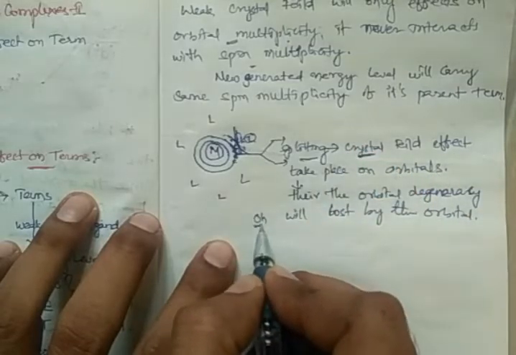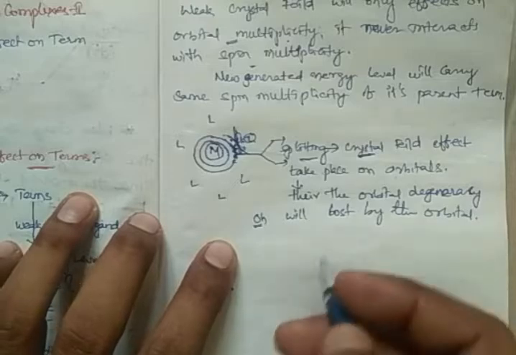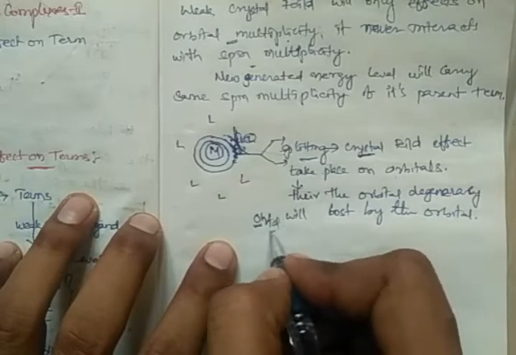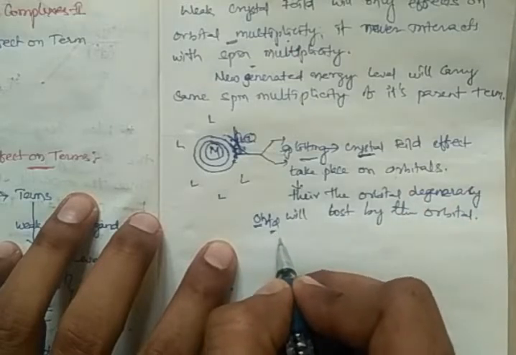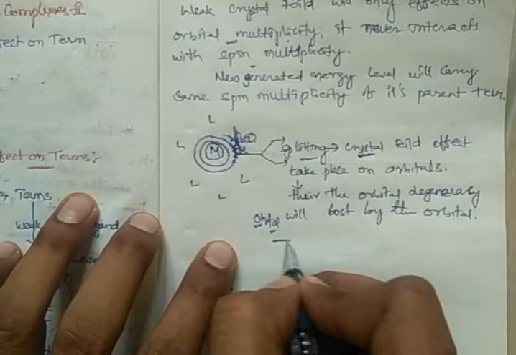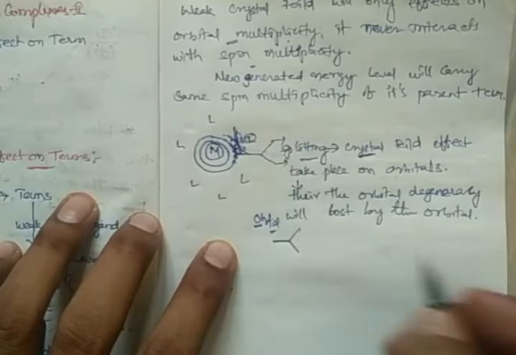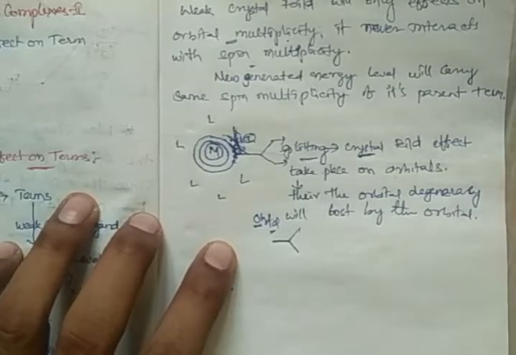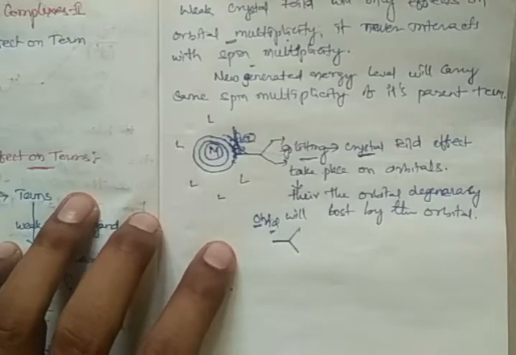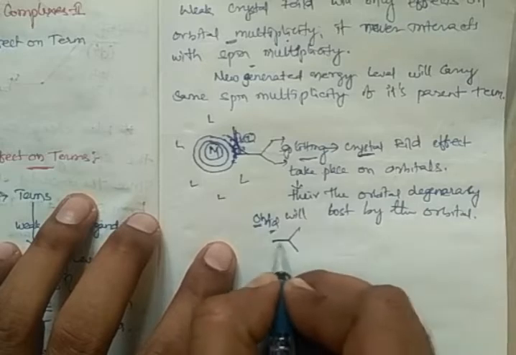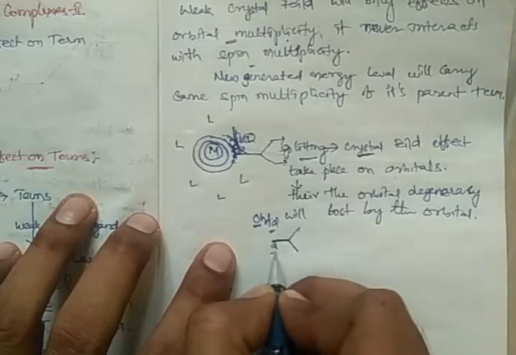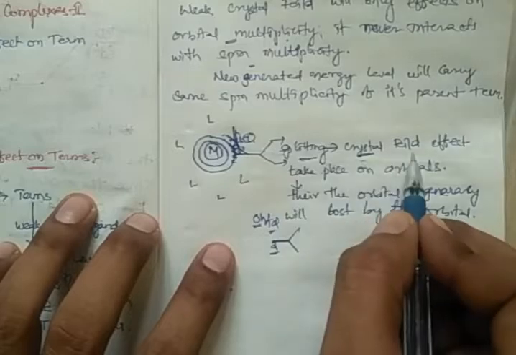When an octahedral or tetrahedral crystal field affects the d orbitals, the d orbital degeneracy of 5 gets split into 2 energy states. The newly generated energy states are triply degenerate and doubly degenerate, formed from the 5 degenerate d orbitals. That's how the orbital degeneracy of the d orbitals gets lost with the effect of the crystal field.